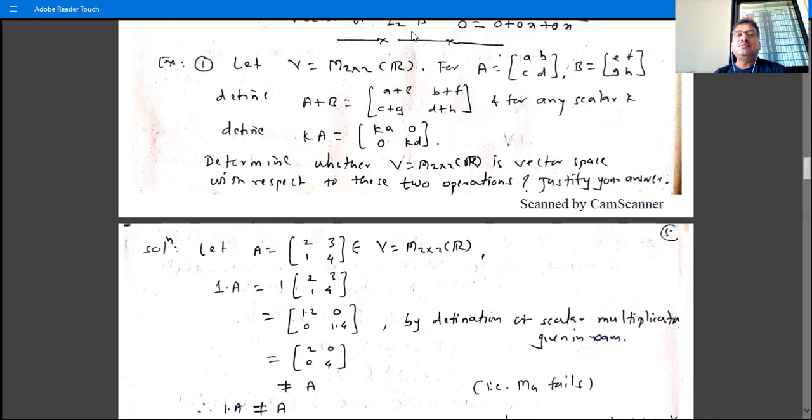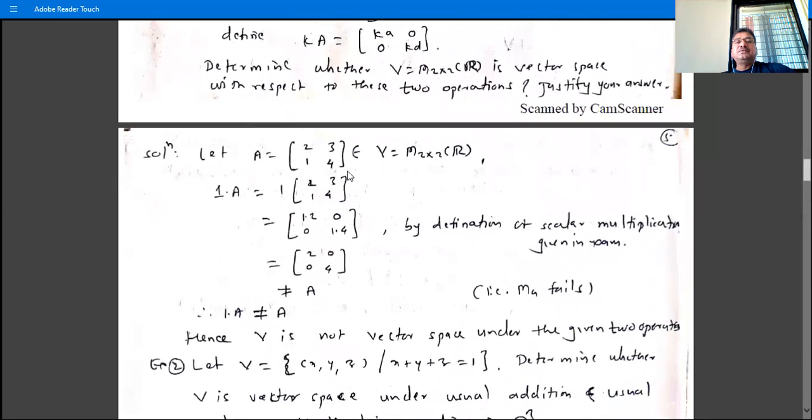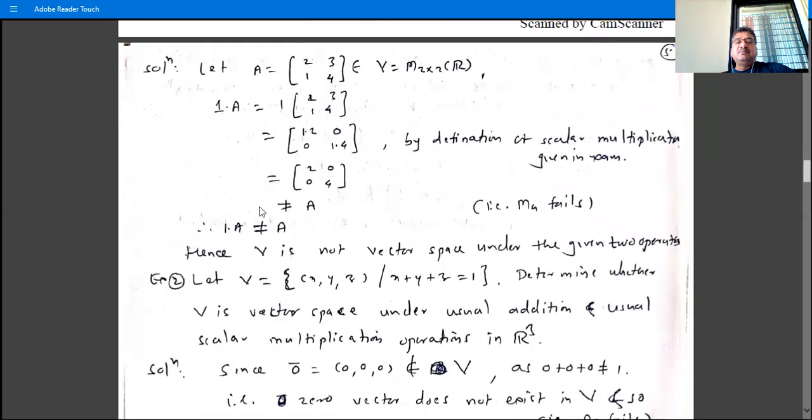So here the set M2 by 2R is a vector space. But when the set is a vector space, it is a vector space under the usual addition and usual scalar multiplication. But here the definition of scalar multiplication is not your usual scalar multiplication. So the set is not the only thing responsible for being a vector space or not; the two operations are also responsible. So here the property number M4 fails.